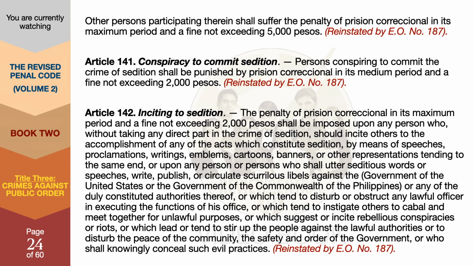Article 141. Conspiracy to commit sedition. Persons conspiring to commit the crime of sedition shall be punished by prisión correccional in its medium period and a fine not exceeding 2,000 pesos. Reinstated by EO number 187.